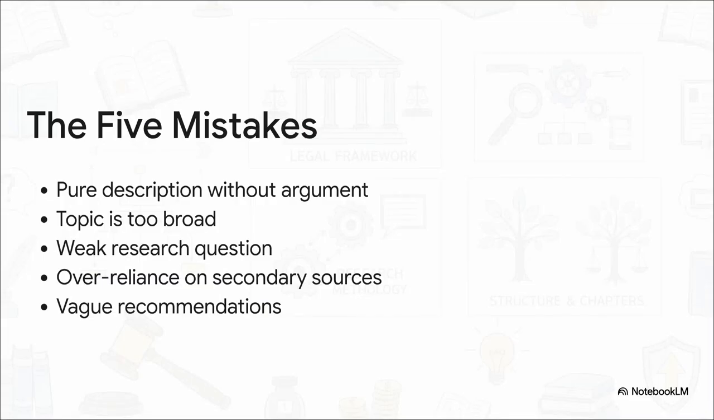But even with incredible discipline, things can still go wrong. So let's methodically list out the 5 fatal mistakes that sink most dissertations, just so you can actively avoid them. Number 1, pure description with absolutely no evaluative argument anywhere to be found. Number 2, a topic that is way too broad, where the writer tries to boil the ocean instead of answering one focused question. 3, a weak or entirely non-existent research question. 4, an over-reliance on secondary sources without ever verifying against the primary statutes. And number 5, vague recommendations.